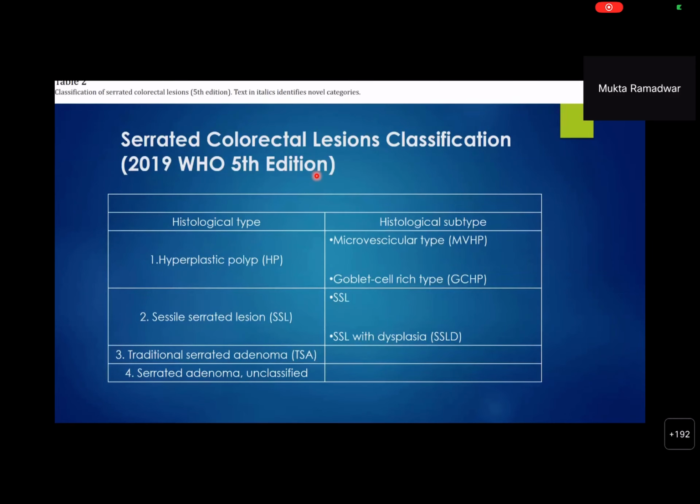So there are other serrated colorectal lesions which are classified as such according to the WHO 2019 classification. It is a spectrum. They begin with hyperplastic polyps, which are of two types. Then we have sessile serrated lesion, then traditional serrated adenoma, and a serrated adenoma which cannot be classified. This is the classification of serrated polyps.